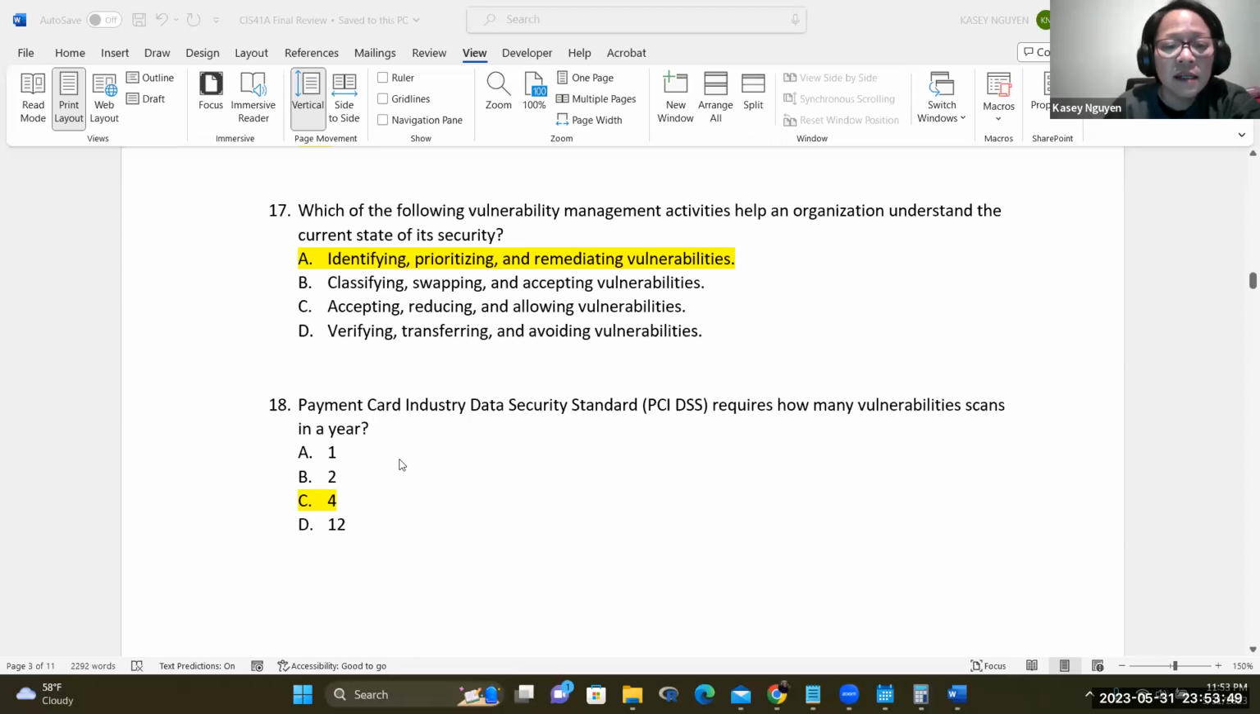18. Payment Card Industry Data Security Standard, PCI DSS, requires how many vulnerability scans in a year? Based on the compliance requirement, we need to perform 4 vulnerability scans per year for PCI DSS. That means any company that implements credit card transactional systems like Visa, MasterCard, American Express, Discover is required to perform at least 4 vulnerability scans per year.